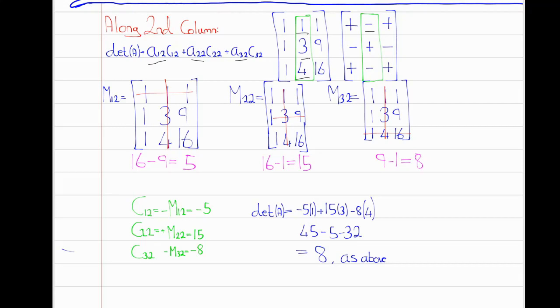So how are we going to get these? We find minor 12 by removing the first row and the second column, and we're going to keep removing the second column each time. We're going to have 1 times 16 minus 9 times 1. We're going to have a determinant of 5. Here, M22, we're going to remove the second row and the second column. We have a matrix 1 times 16 minus 1. We're going to get a determinant of 15. M32, we're going to remove the third row, second column. We're left with a matrix 1 times 9 minus 1. There's the determinant of 8.